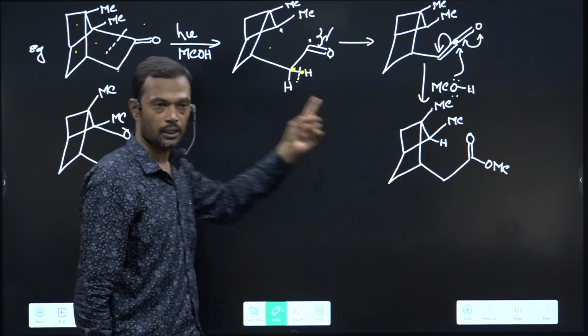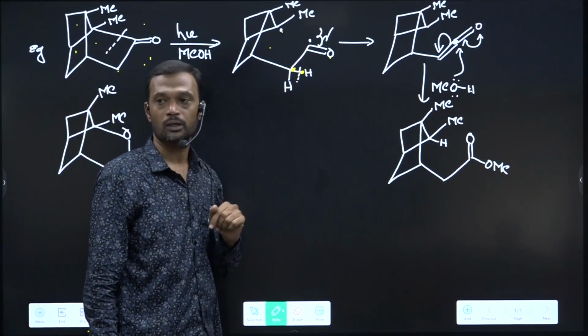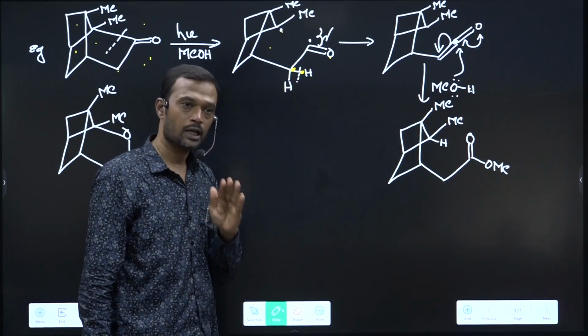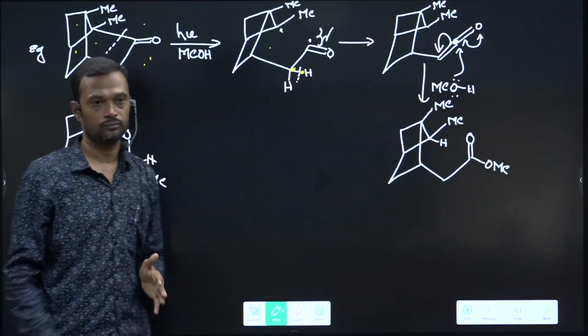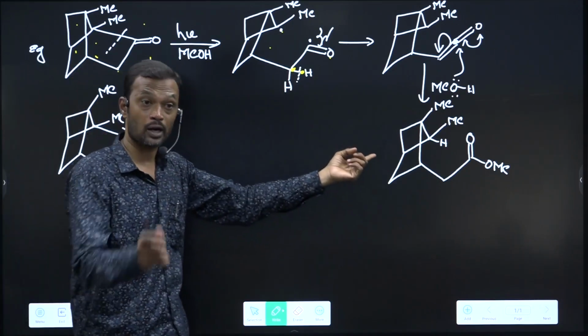Now it is a bicycle. Between tricycle and bicycle, which is stable? Bicycle is stable. Okay? Bicycle is more stable as compared to tricycle because more number of rings will give more strain. Here 3 rings are there, more strain. Here only 2 rings are there, strain reduced.